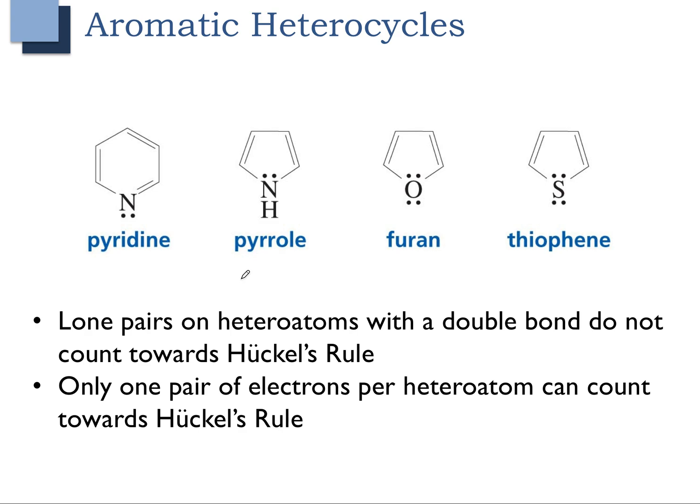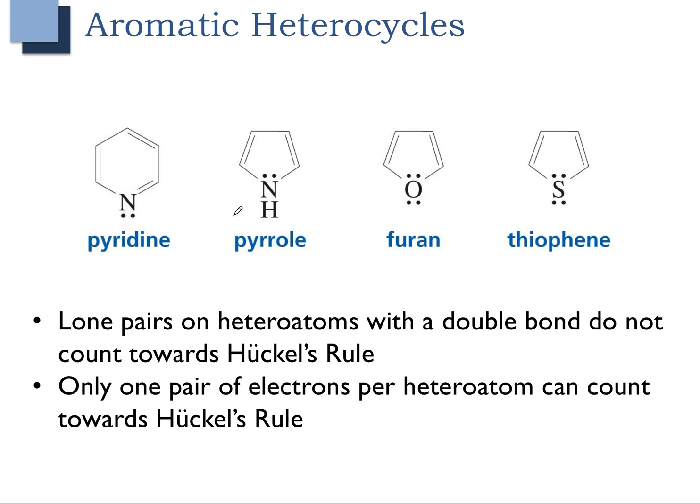So first, let's define what a heterocycle is. A heterocycle is any ring that has a non-carbon atom in it. So, for example, pyridine and pyrrole have nitrogens, a non-carbon atom, and then we also have an oxygen or a sulfur that can also be considered to be a heteroatom or a non-carbon atom. And since it's cyclic, we call it a heterocycle. Okay, so let's go through and see how we count electrons.